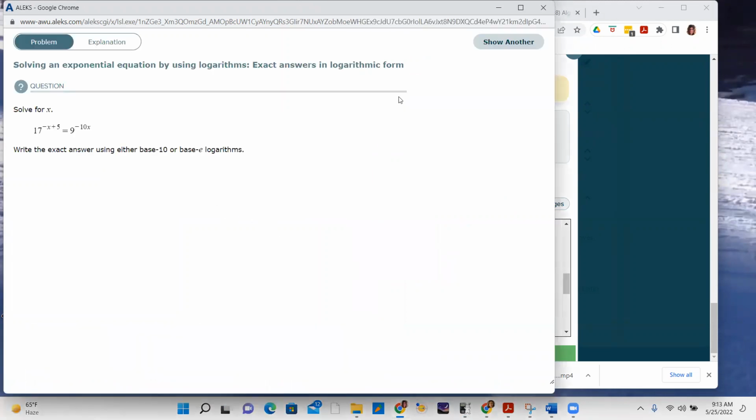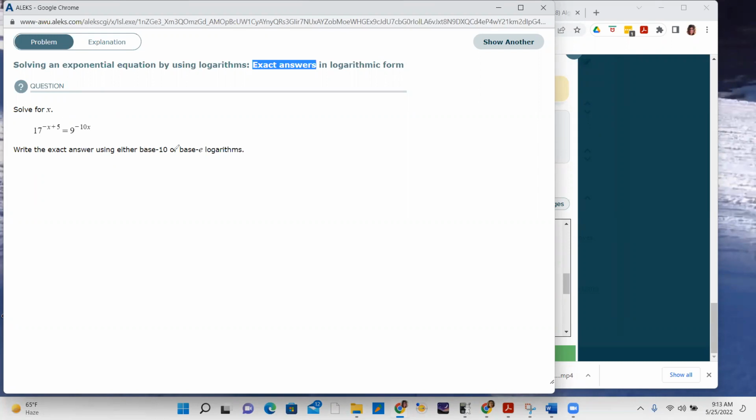Okay, so for the last problem, we were estimating and rounding our answers using a calculator. This topic is asking for exact answers. So again, we're asked to solve for x, and x is up in the exponents. So we need to take the log of both sides to bring the powers down using the power property.